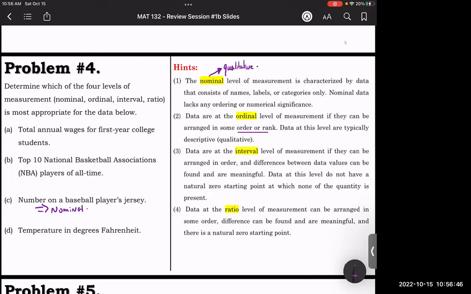And the key distinction as to why it's going all the way up to the ordinal is, well, look at the key phrase there in part B. What does part B say about these NBA players of all time? Who are we looking at? Yes, it's a rank. Namely the top 10, right? So the top 10 is another way of phrasing that we're ranking 10 basketball players of all time, from high to low. So this is going to be ordinal.